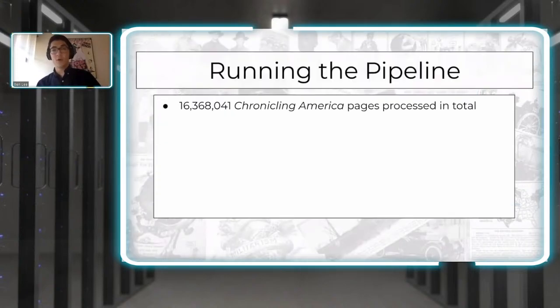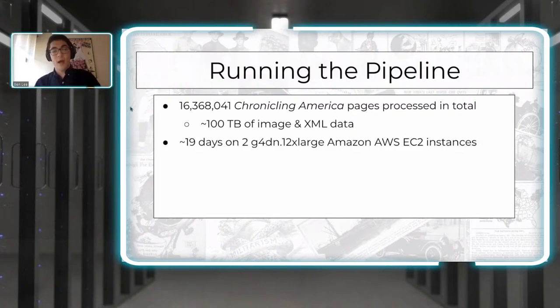In total, I processed about 16.368 million Chronicling America pages. At the time, this was about 99.998% of the available pages, about 100 terabytes of image and XML data. One of the interesting things about the project was that running the inference, or predicting with this model, was much more costly than training it. In total, this took about 19 days across 8 GPUs and 96 CPU cores.